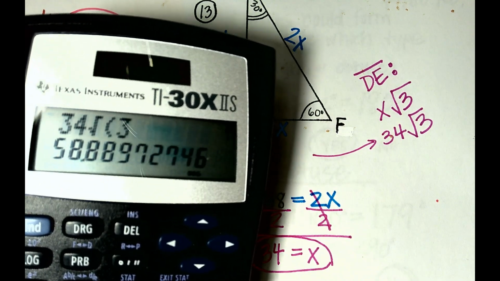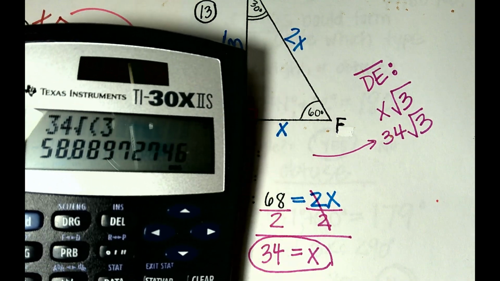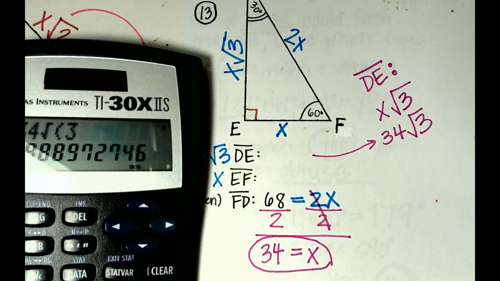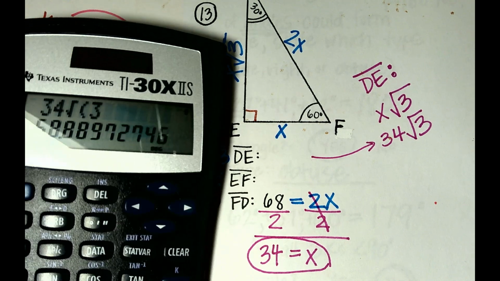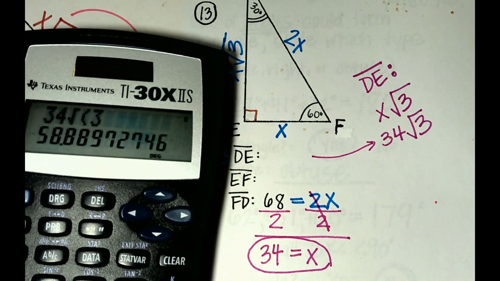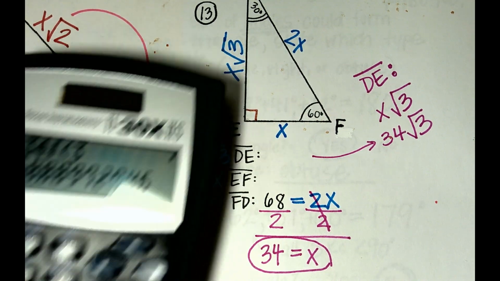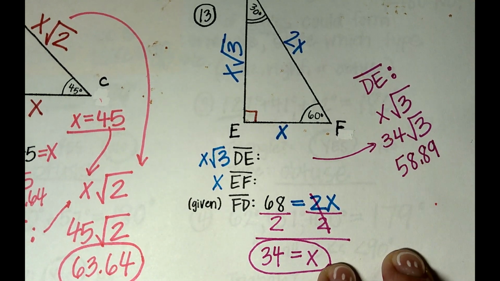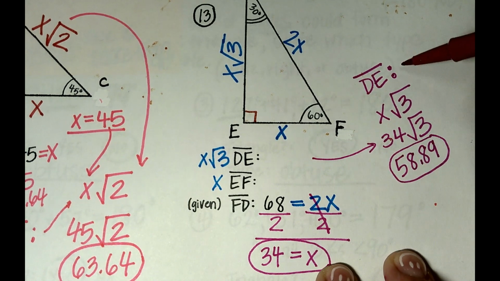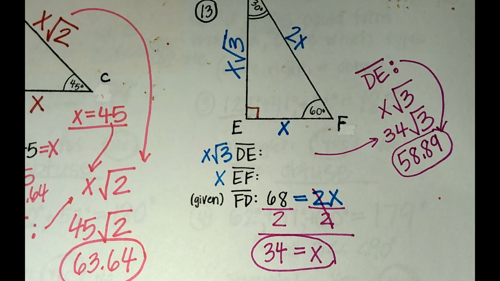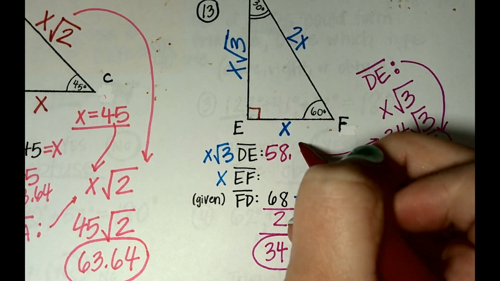I got 58.889726. I hit 9 instead of 3, I'm sorry. Oh, yeah, that'll change your answer a little bit. Alright, so yeah, we're right. Good. So 34 radical 3 should be 58.89, which is what I'm going to round it to. Okay, does everybody see where we got DE? And I'm going to write that, 58.89.